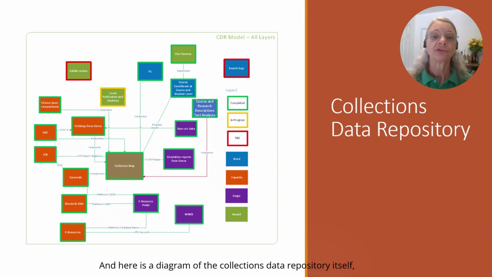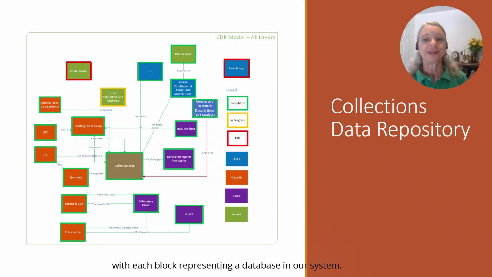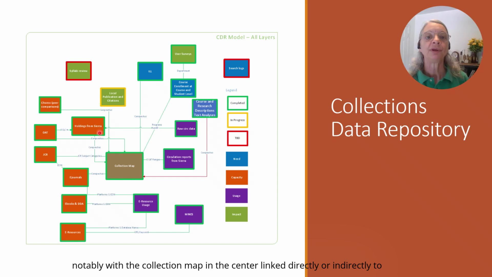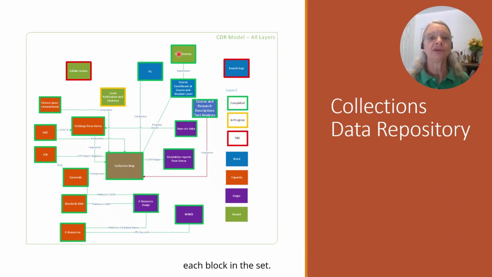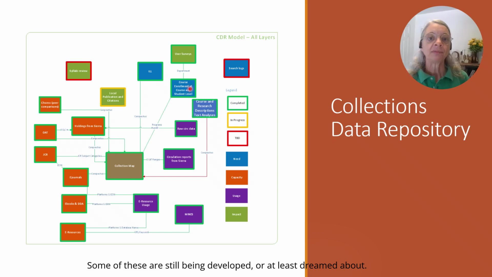And here is a diagram of the collections data repository itself, with each block representing a database in our system. The lines indicate links between these blocks, notably with the collection map in the center linked directly or indirectly to each block in the set. Some of these are still being developed or at least dreamed about.